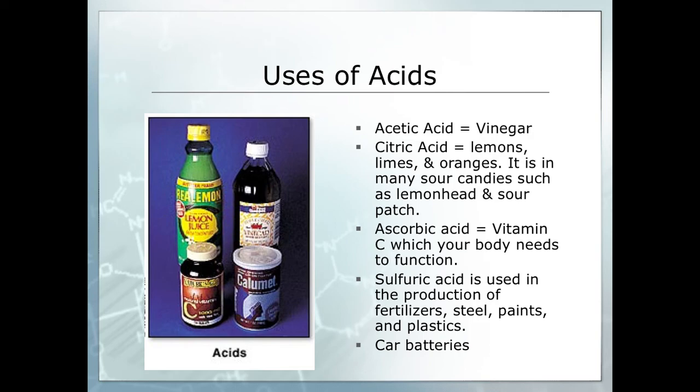So we already mentioned the acetic or the ethanoic acid in vinegar, citric acid in lemons, limes, and oranges. It is in many sour candies such as Lemonhead and Sour Patch Kids. We talked about ascorbic acid in vitamin C. Sulfuric acid is another example used in the production of fertilizers, steel, paints, and plastics. And car batteries also have acid in them.